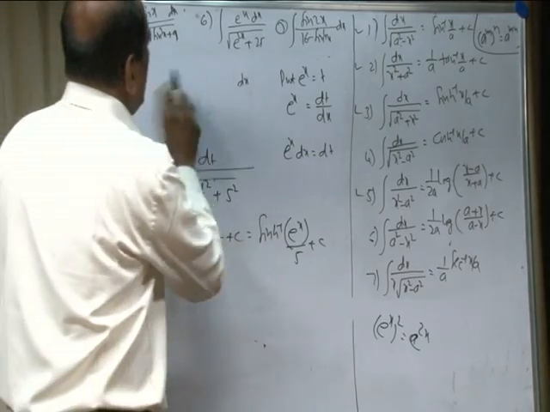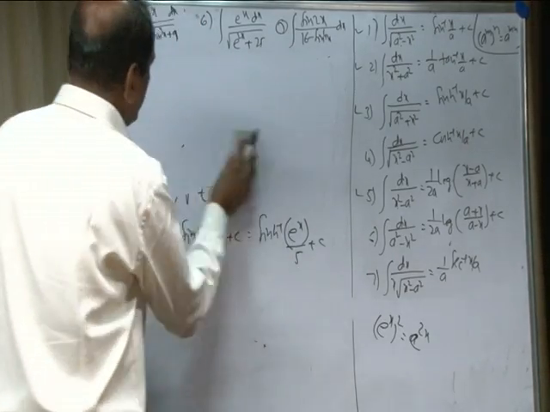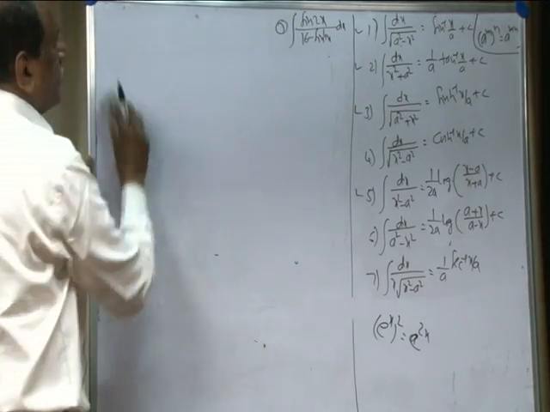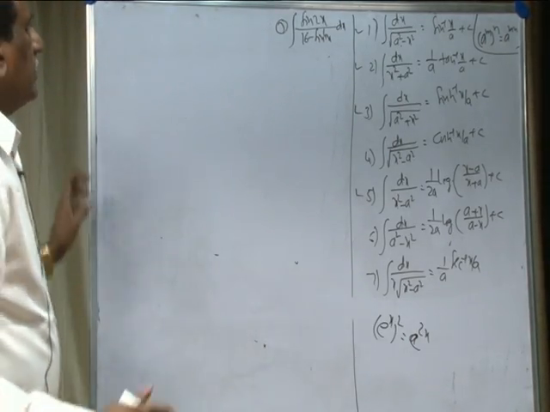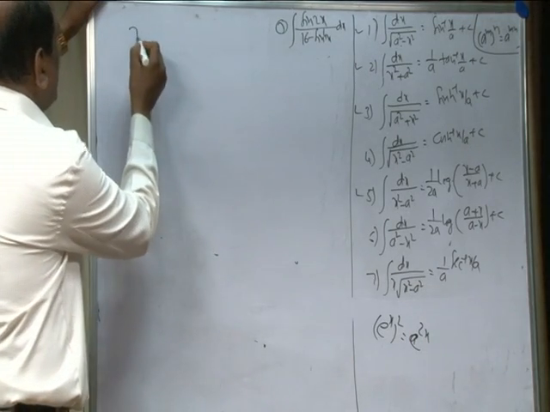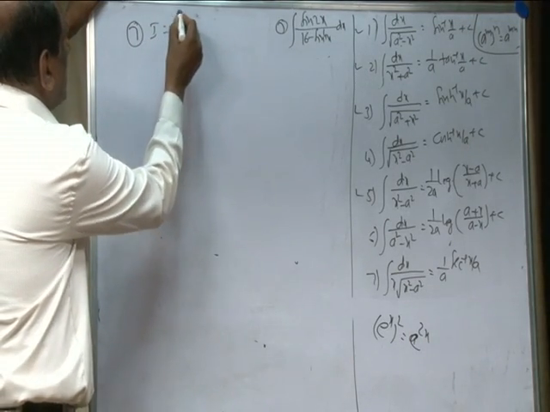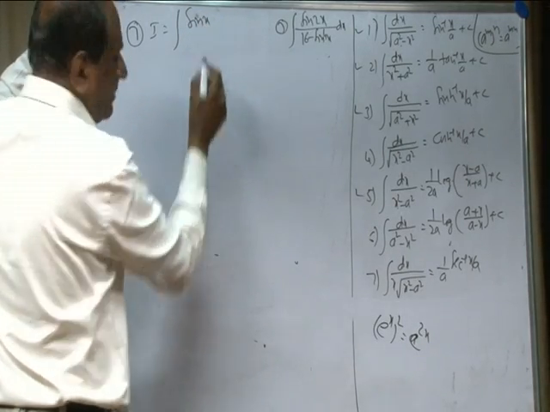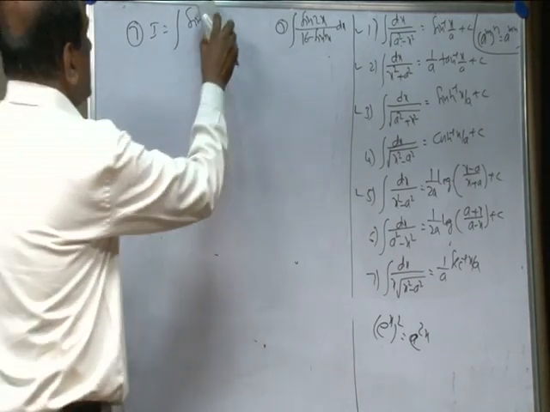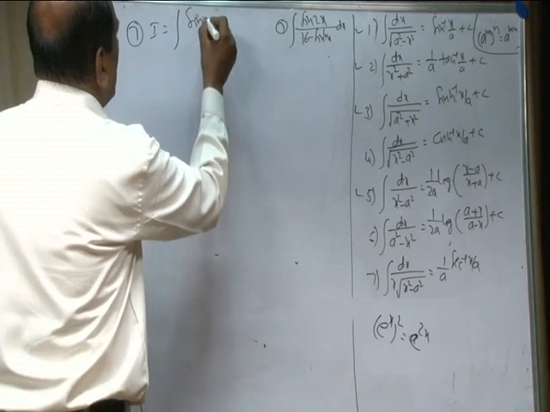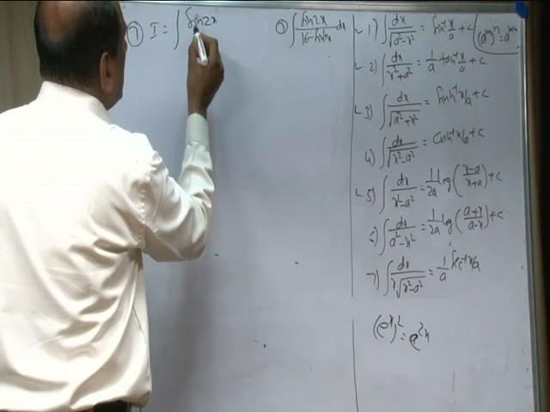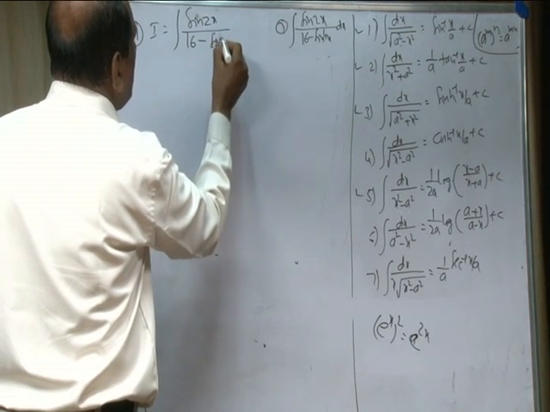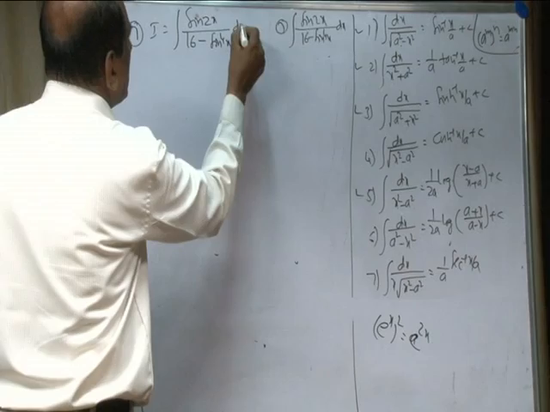So next problem. This is the seventh problem: integration of sin 2x, a multiple angle is there, sin 2x divided by 16 minus sin power 4x dx.